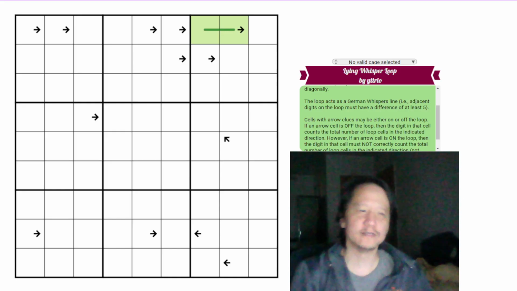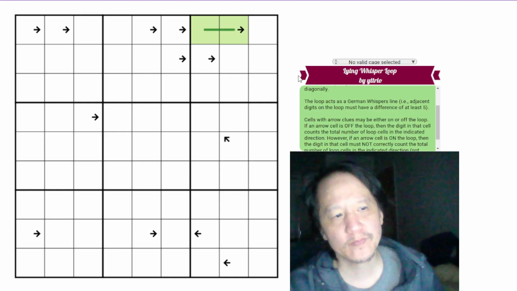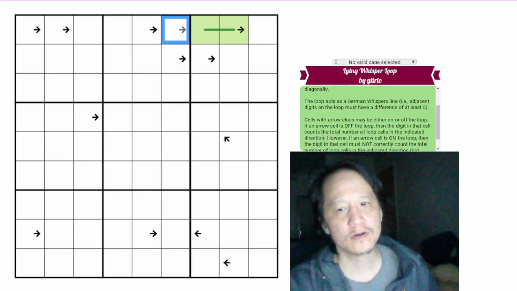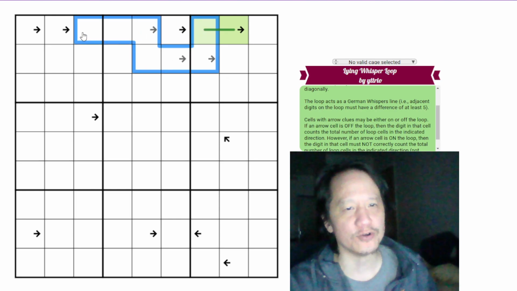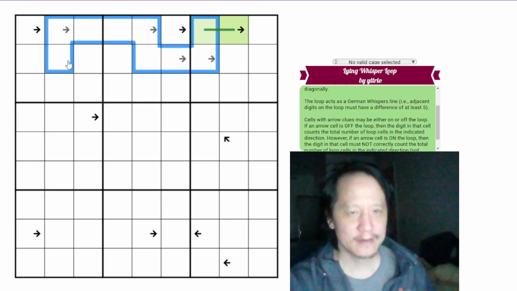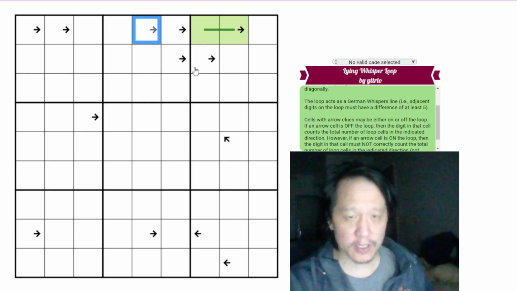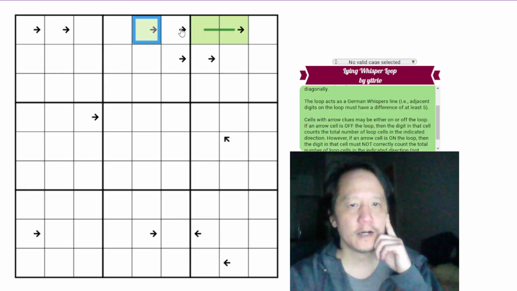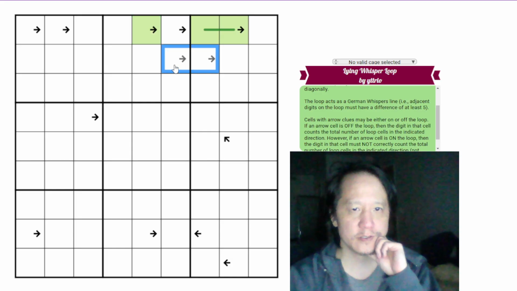Oh, I think I see where I messed up. Okay, so it can't be this way, right? It has to continue here. Okay, I see what the assumption was. So we just proved that this doesn't work, right? So say it was this one, right? We know one of these two is.